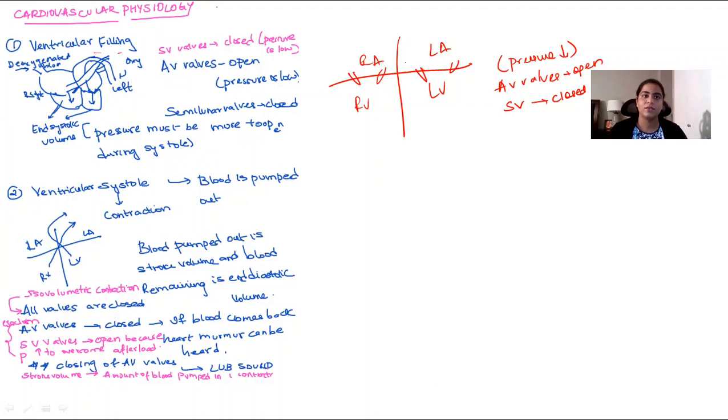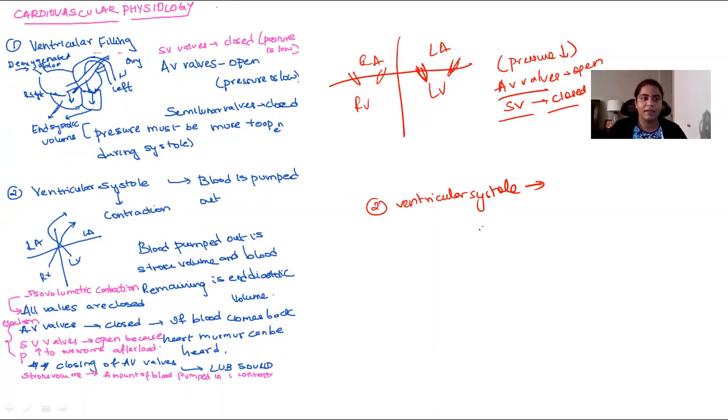So when ventricular filling is done, what happens? The blood will flow from left atrium to left ventricle and right atrium to right ventricle. Okay, so here, I hope you have understood why AV valves are open, because pressure is low, and semilunar valves are closed. Now next, we have ventricular systole. Now what happens during ventricular systole? Ventricular systole means the contraction. Systole means contraction, diastole means relaxation. Okay, so here the blood is pumped out.